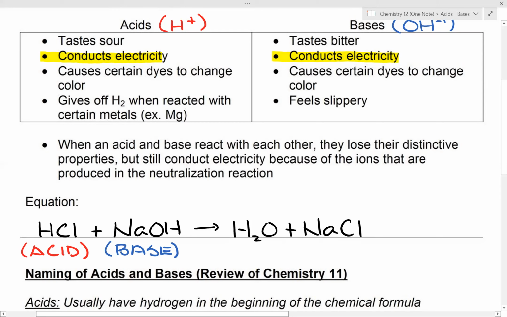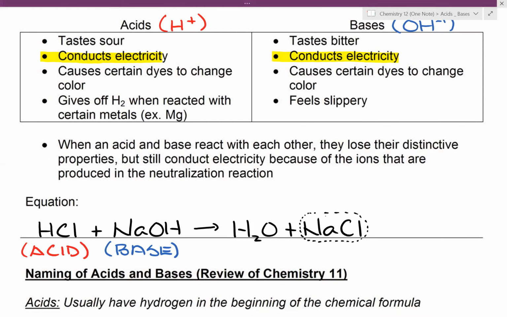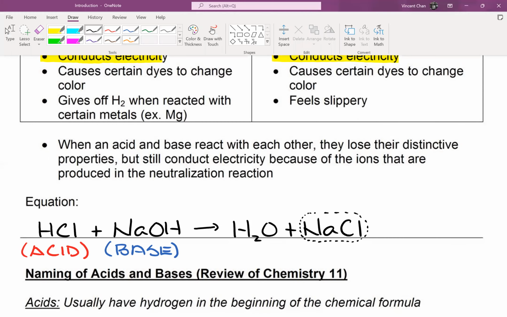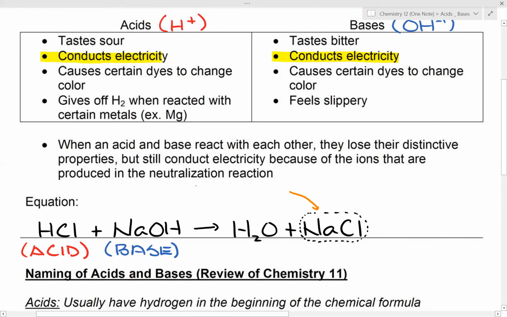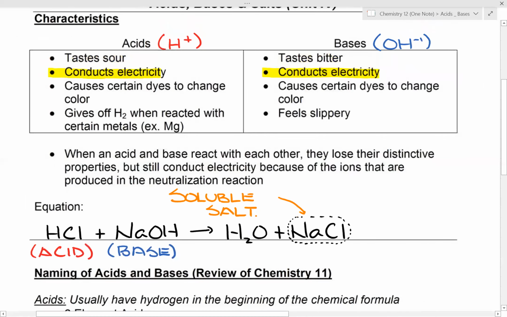Now, why does it still conduct electricity? Because if we focus on the NaCl, sodium chloride is a salt, and it is a soluble salt. You recall from last unit, a soluble salt dissociates into its component ions and is able to conduct electricity.